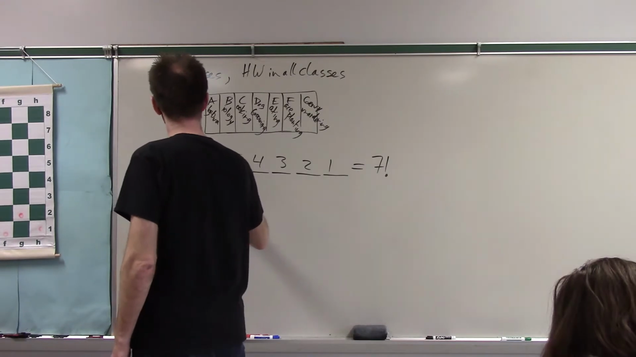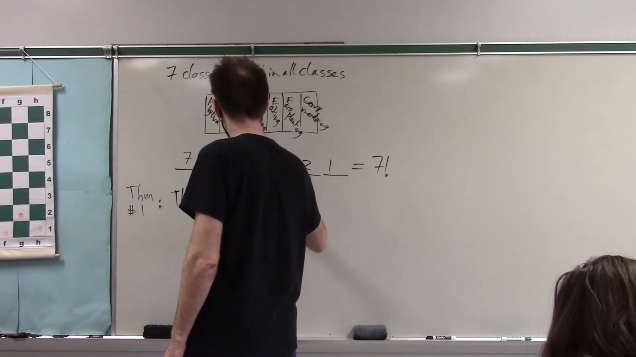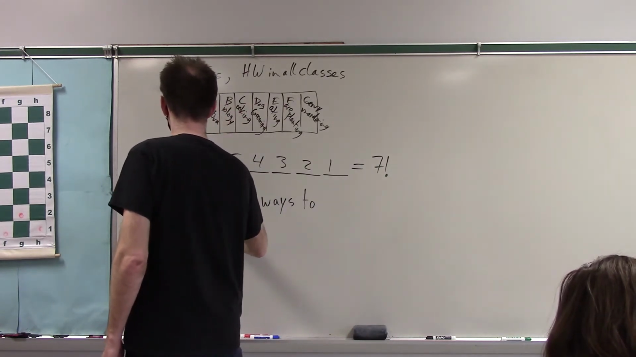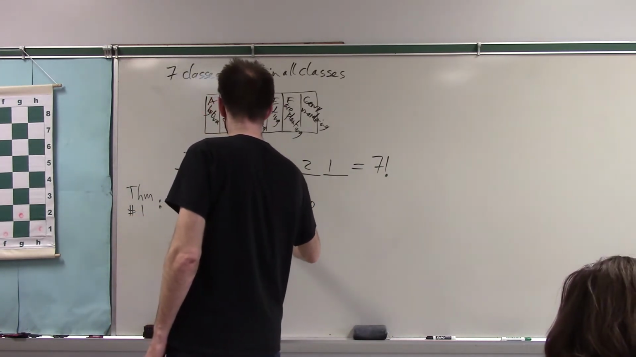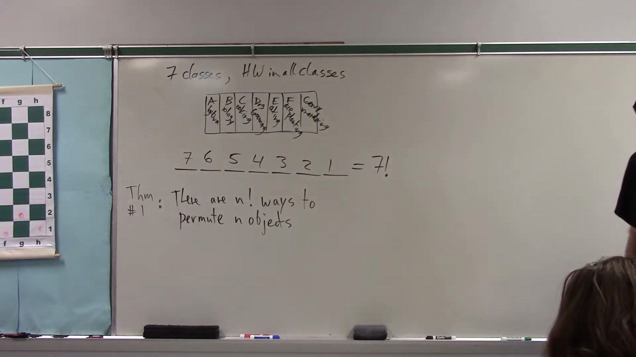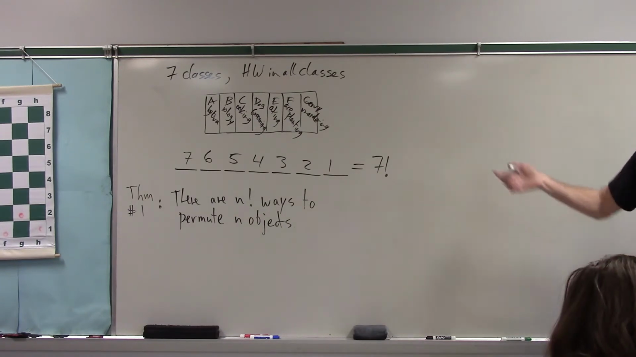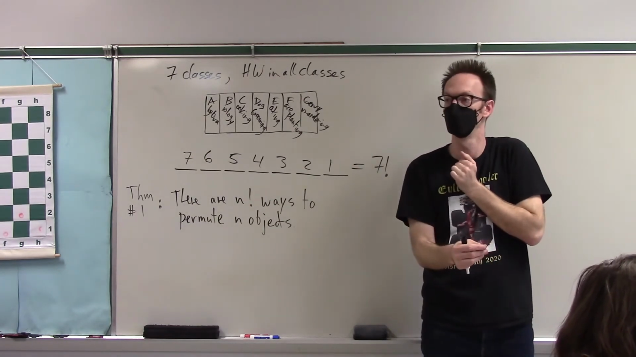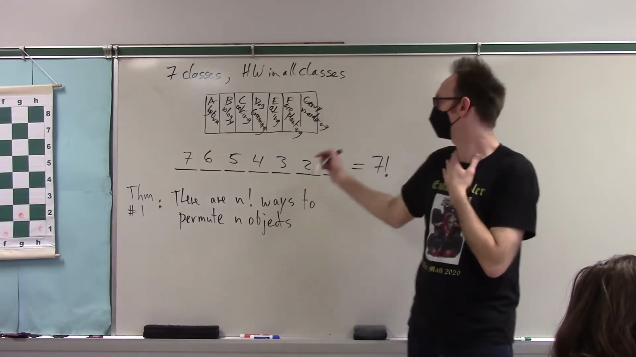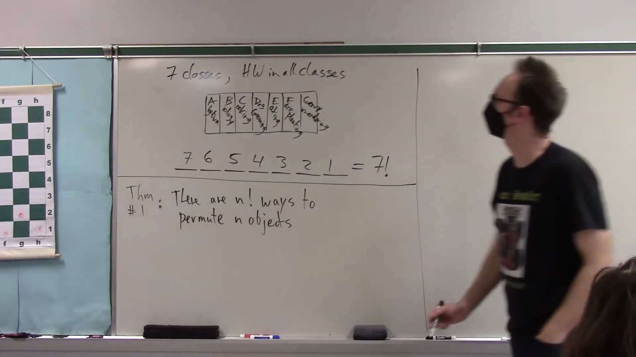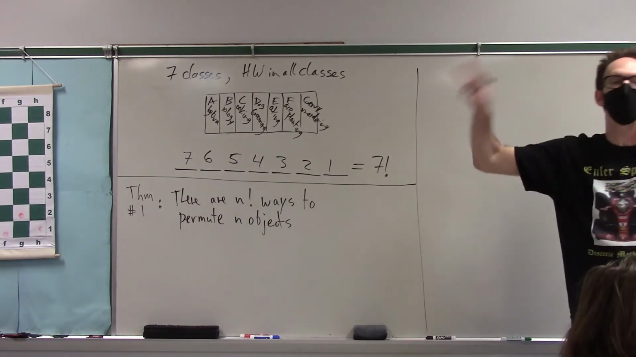There are n factorial ways to permute n objects. So I'm introducing this word permute. Permute kind of just means scramble. A permutation of 7 things is a way of putting those 7 things into some kind of order. Based on the example we did above, I'm ready to state it as a general idea: if you have n objects and you're permuting those n objects, then there are n factorial ways to do that.